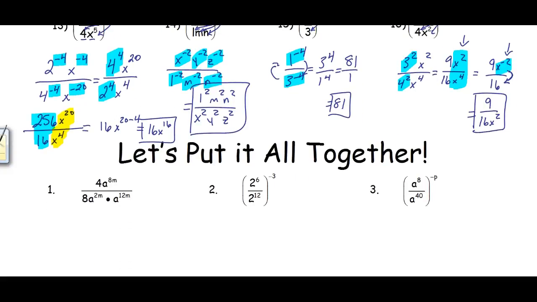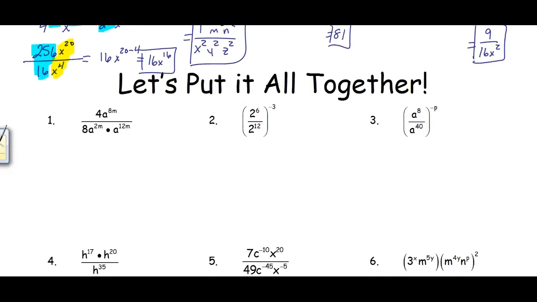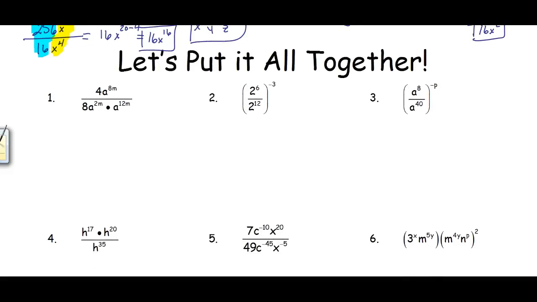All right, so let's move on and try putting it all together now. When you put it all together, first step is simplifying anything we have. So here you want to simplify. So you have 4a to the 8m over 8 times 1 is 8. A, remember when you're multiplying numbers with the same base here, you're going to add your exponents.